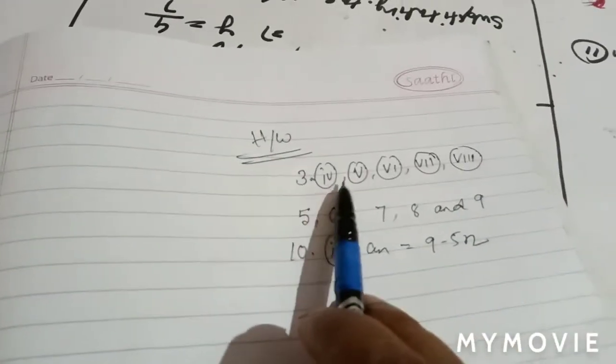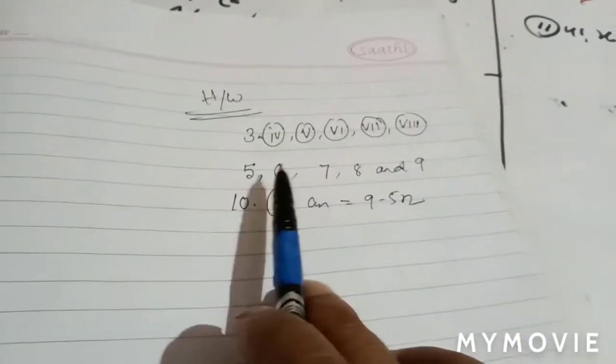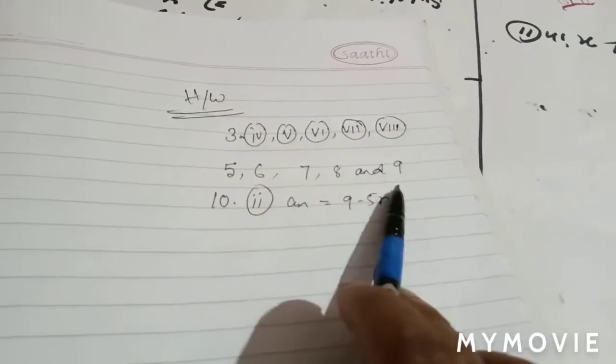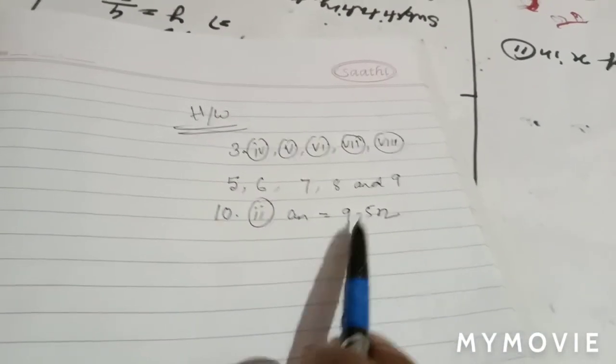So you got all the answers. Understood? So it's your homework: questions 3, 4, 5, 6, 7, 8, then question numbers 5, 6, 7, 8 and 9, and 10. In number 2, Sn is equal to 9 minus 5n.